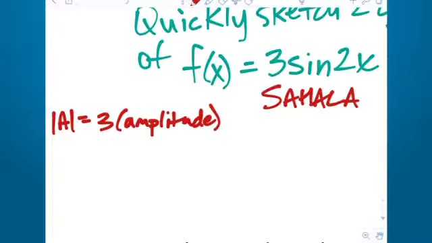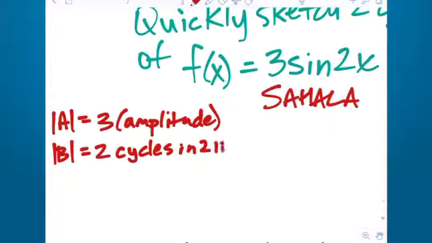The 2 does what to any graph, including this one? Horizontal compression by a factor of 2. It's our B value, which means we're going to see 2 cycles now in 2 pi. That's what the meaning of B is. It's kind of like a frequency, which makes sense. If we're going to see 2 cycles in 2 pi instead of 1, they each have to be half as wide as they previously were.